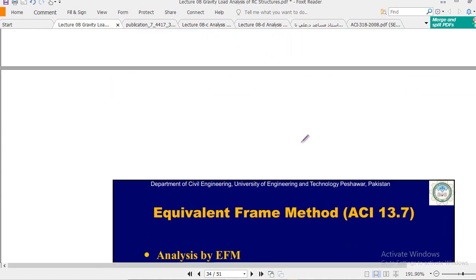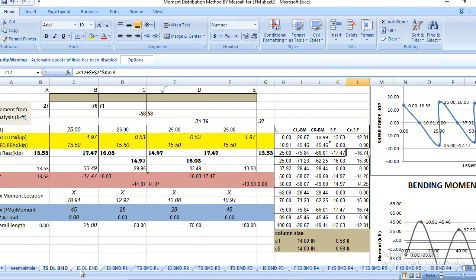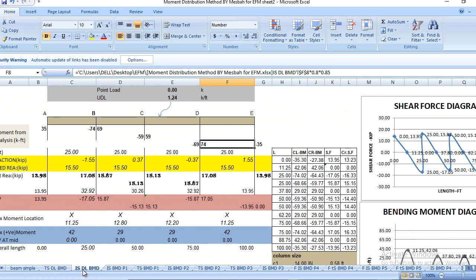You have to do the same calculation in this table. You see here they tag this is for interior story. Okay, so for interior story the moments are different, the coefficients are same. Remember, the coefficients are same, and you have to find out your beam moments, your column strip moments, and your middle strip moments. I also did the same calculation. Okay, let me share this one.